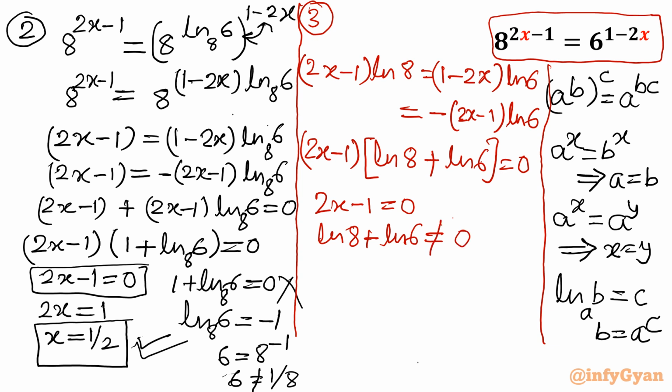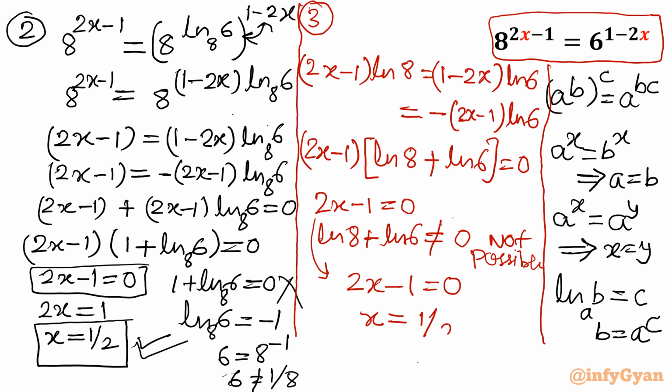This is not possible because ln 8 is not equal to minus of ln 6. So you will write not possible. That means 2x minus 1 is equal to 0. This will be true. So for x, take minus 1 to the right, then divide by 2. x will come out half.